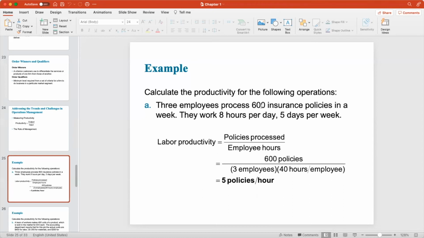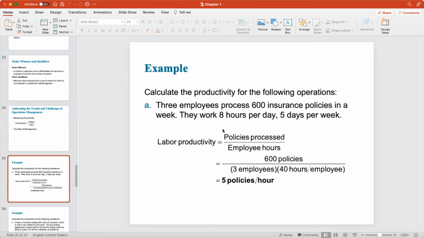It definitely would be the work provided by those employees, right? Because the employees have to do this in order to complete these policies. So here, the unit that we will use is employee hours, to measure how much time they spent on these insurance policies. For 3 employees in a week, how many hours do they actually need to complete these 600 insurance policies? It's very easy to move forward, right?